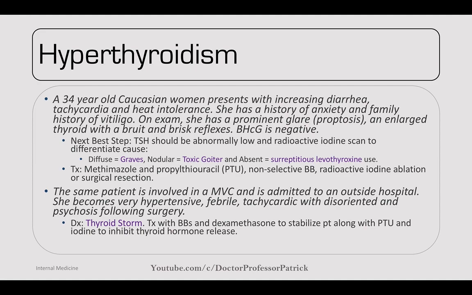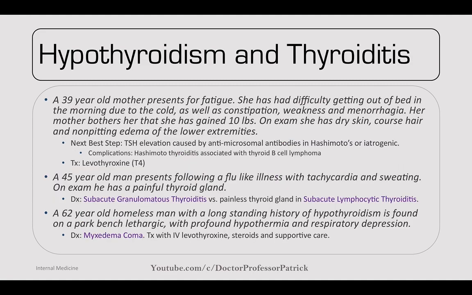So the same patient is involved in a motor vehicle collision and admitted to an outside hospital. She becomes very hypertensive, febrile, tachycardic, disoriented, and she's got psychosis following surgery. So the diagnosis here would be thyroid storm. During periods of stress, like motor vehicle accidents, surgeries, and injuries, the thyroid hormone can become even more active. At this point, you would want to treat with beta blockers and steroids to stabilize the patient, and then long-term with PTU and iodine to inhibit the thyroid hormone's release.